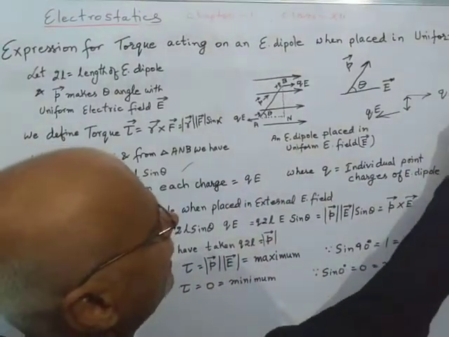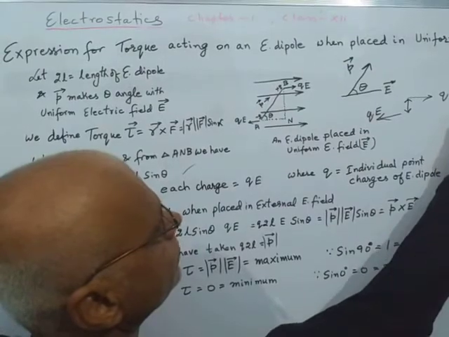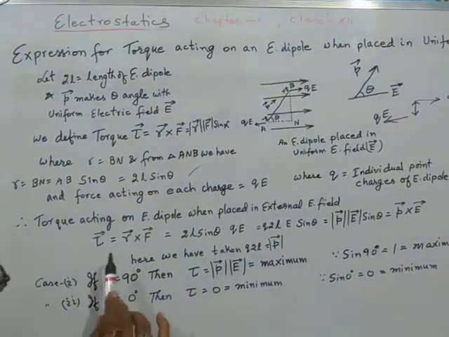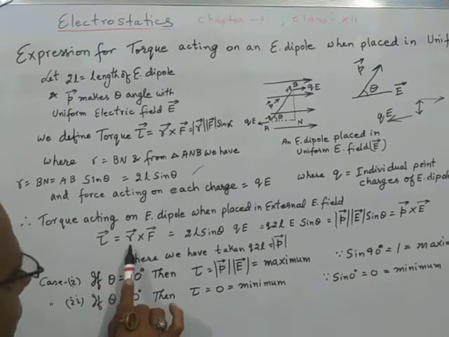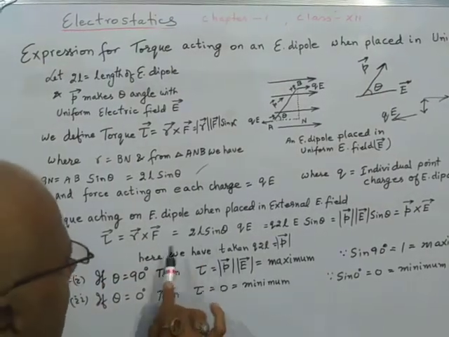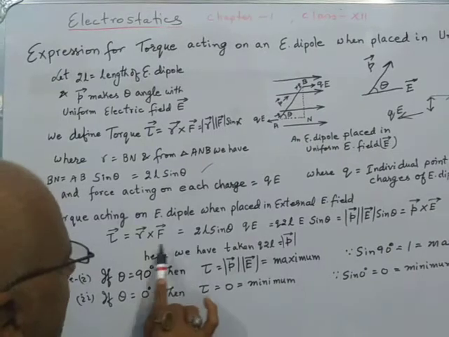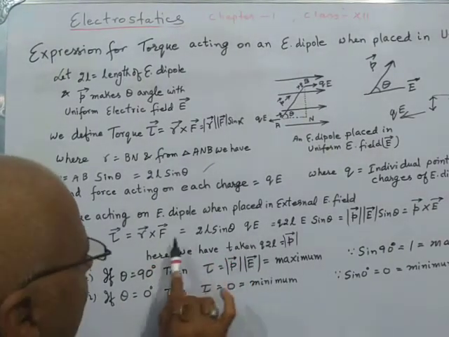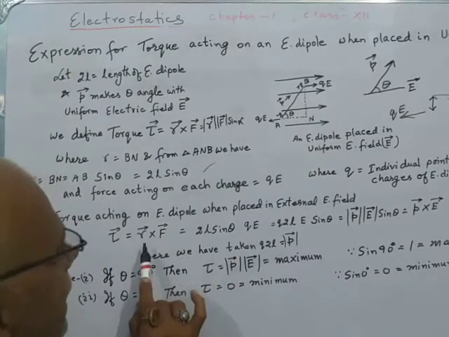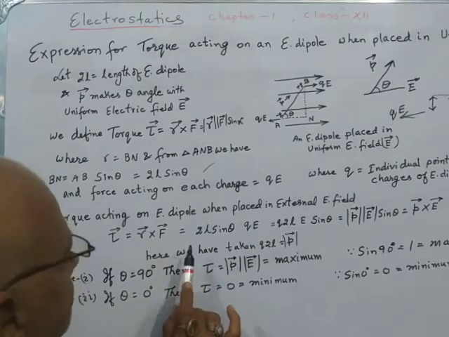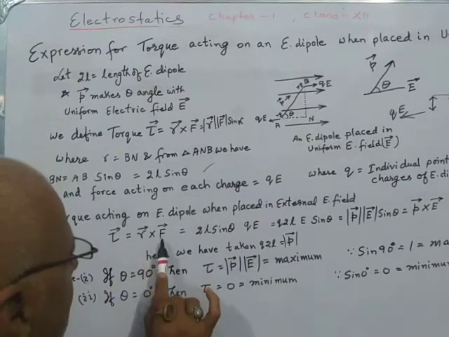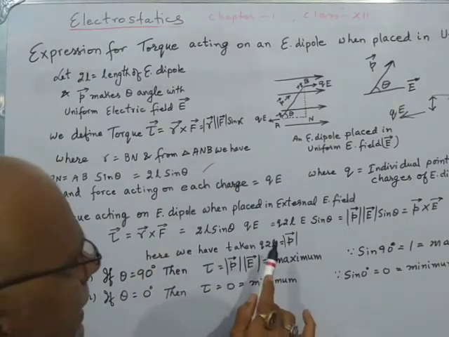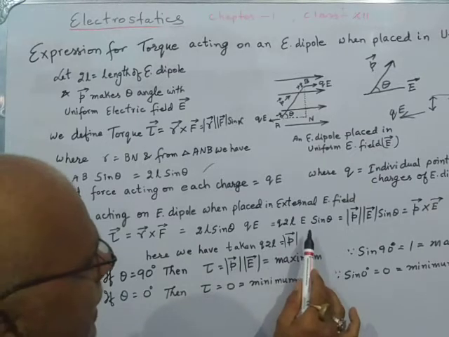This is the value of F, so F is equal to qE, and therefore to find the torque acting, torque is equal to R cross F. Here the magnitude of R is 2L sin theta and the magnitude of force is qE, and the angle between R and F is 90 degrees, therefore sin 90 becomes 1.